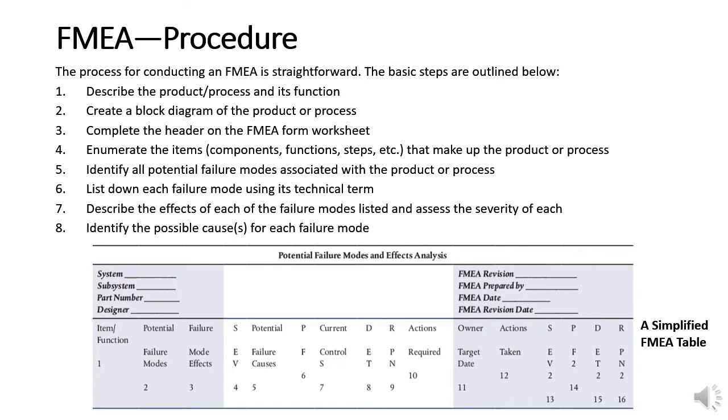The fourth step is to enumerate the items, like components, functions, steps, etc. that make up the product or process. The table shows a simplified FMEA sheet, and the items that make up the product or process must be listed. The fifth step is to identify all potential failure modes associated with the product or process.